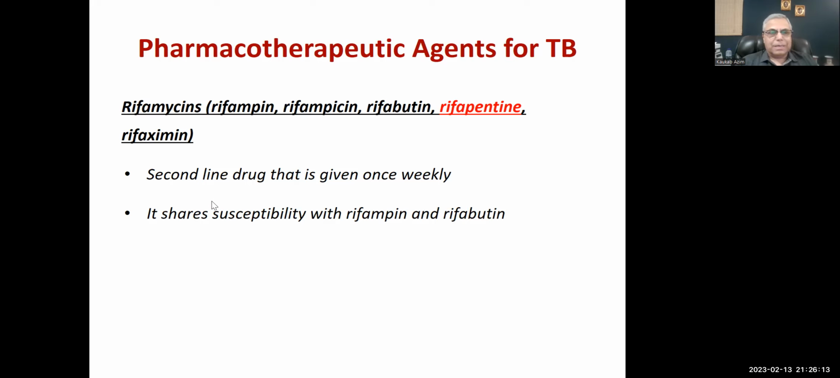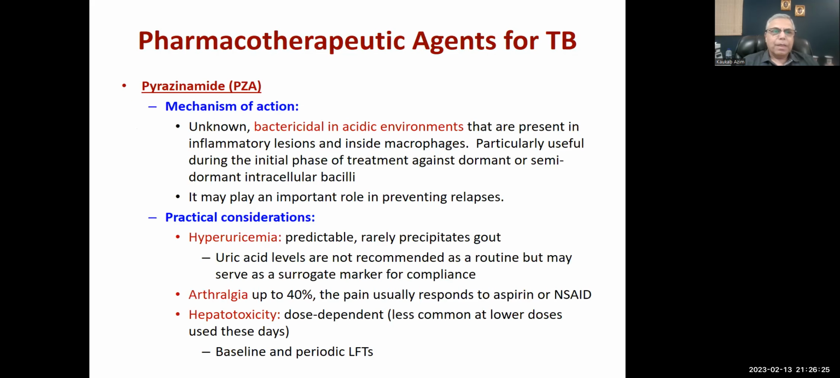Rifapentin, this is a second-line drug given once weekly. It shares susceptibility with rifampin and rifabutin. So same group, just very brief descriptions of different drugs, okay?